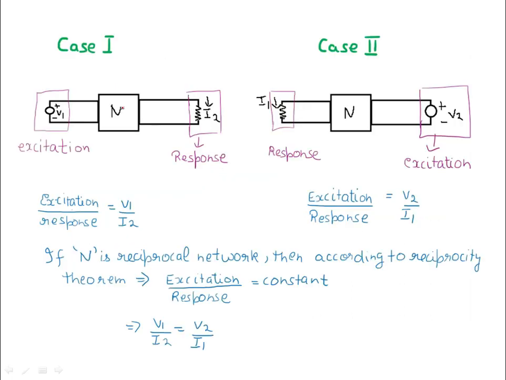So let us assume that there is a network N where V1 is the excitation and its response is I2. It is given I2 current in some element. Then here excitation upon response is V1 upon I2. Now in this case the network is same, but we have interchanged the position of excitation and response. So now excitation upon response ratio is V2 upon I1. So if N is a reciprocal network, then according to reciprocity theorem, excitation upon response is constant, which is V1 upon I2 is equal to V2 upon I1.